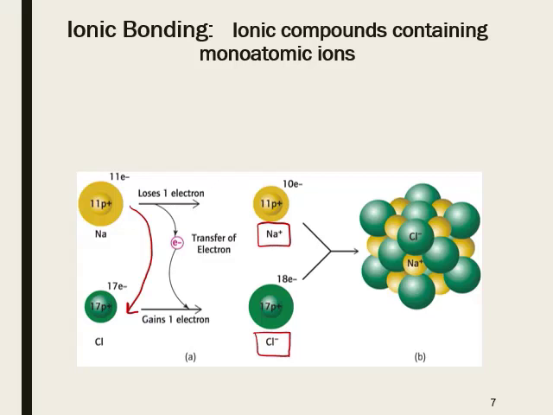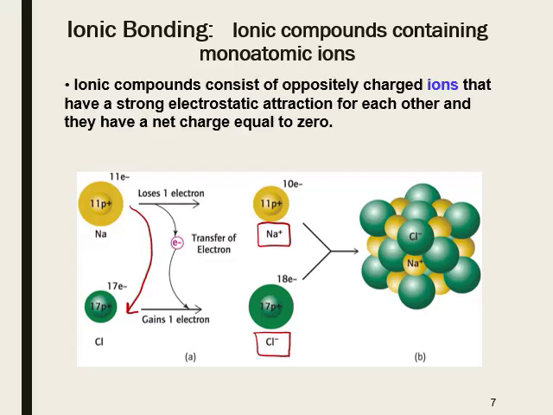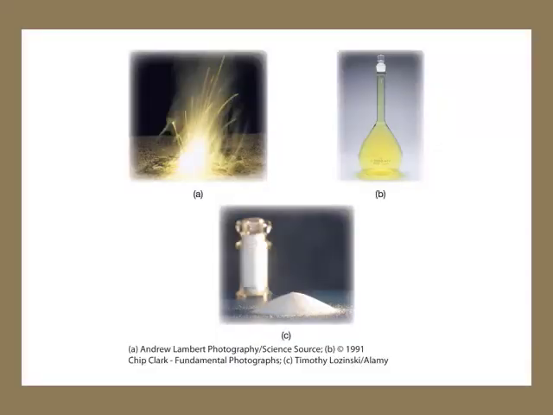The compound which is formed as a result is known as ionic compound. So we can say that ionic compounds consist of oppositely charged ions which have a strong electrostatic interaction for each other, and the net charge in any ionic compound is always 0. The physical and chemical properties of any ionic compound are quite different from the parent metal and non-metals.